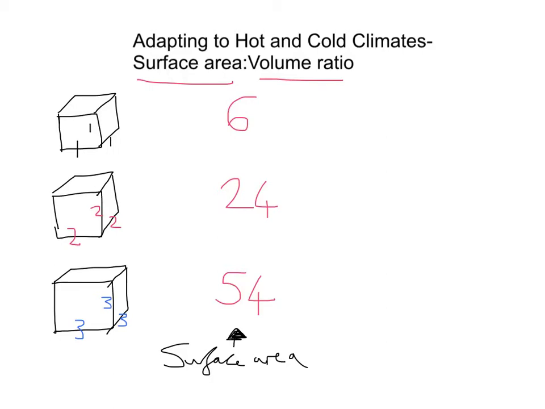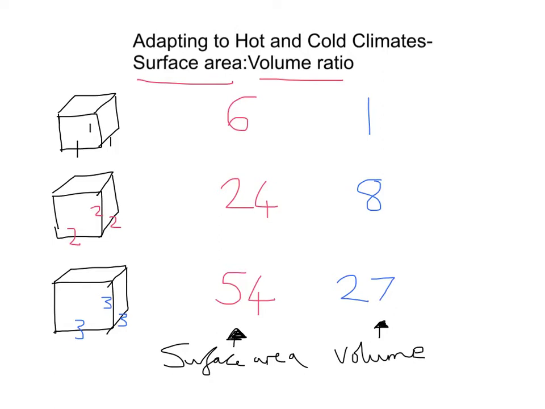Now we need to look at volume. So we need to consider what the volume of these 3 cubes would be. The volume is the length times width times the height. So again, for the smaller cube, we get a volume of 1. For the 2 by 2 by 2 cube, if you work that out, that would come out as 8. And 3 by 3 by 3 has a volume of 27 centimetres cubed.